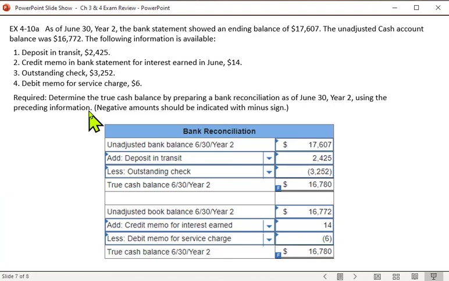And let's see, anything else? Negative amounts should be indicated with minus signs, so don't forget that in your problem right there. Negative amounts should be put on the books with negative signs.